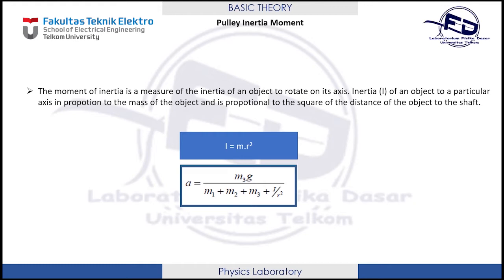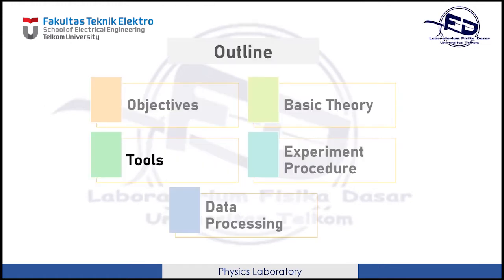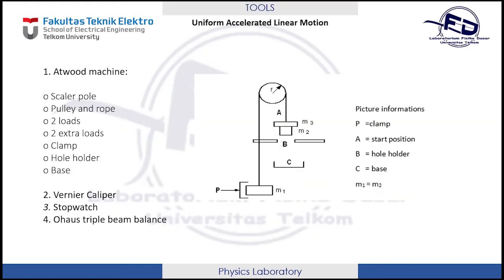And right below it, there is an acceleration equation which states a equals m3 times g over m1 plus m2 plus m3 plus I over r square. We will learn this acceleration equation in the next experiment's video. And the last are the tools we will use.